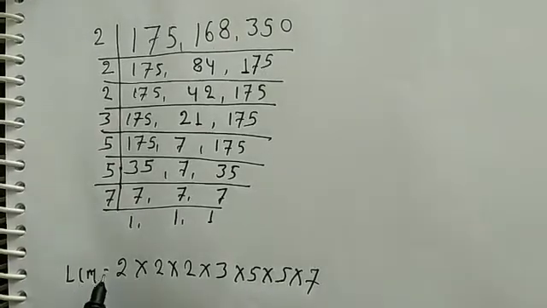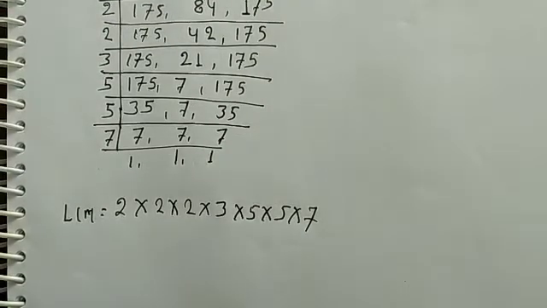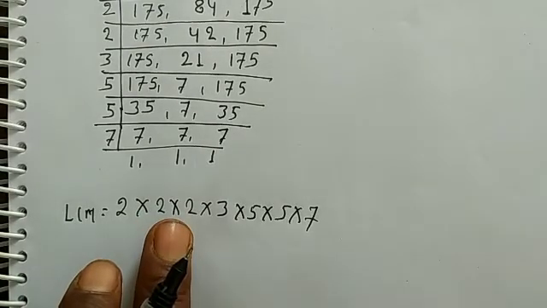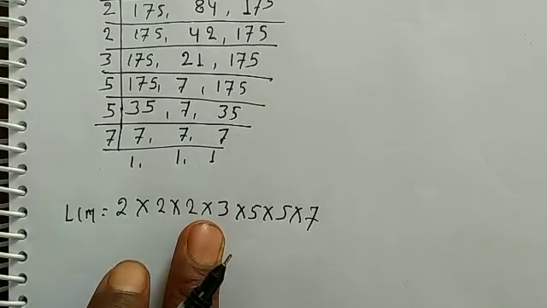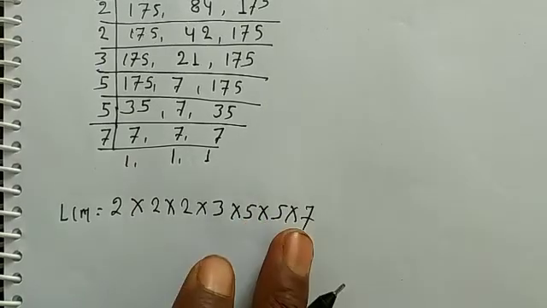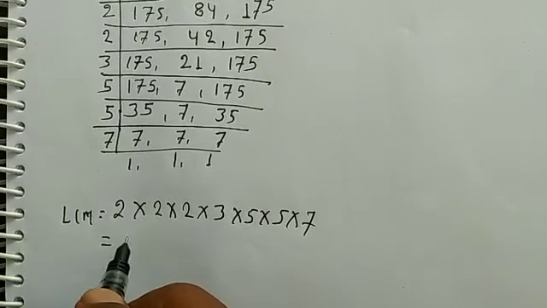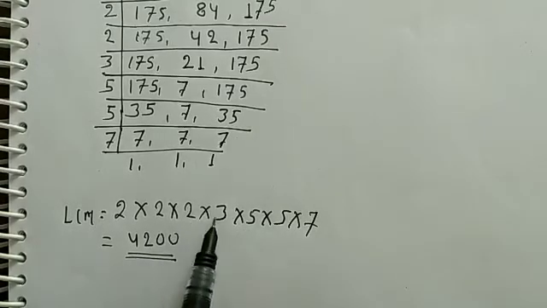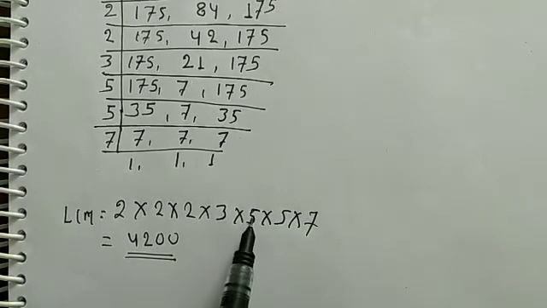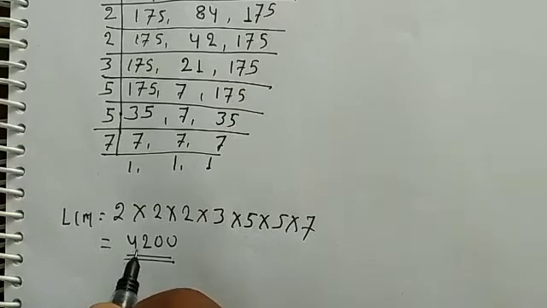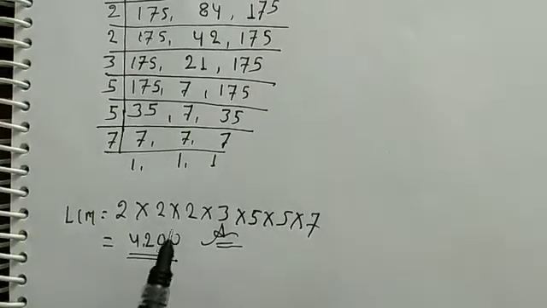This is the LCM. Now to find out the LCM, simply multiply these prime factors one by one. 2 2s are 4, 4 2s are 8, 8 3s are 24, 24 5s are 120, 120 5s are 600, and 600 7s are 4200. Again: 2 2s are 4, 4 2s are 8, 8 3s are 24, 24 5s are 120, 120 5s are 600, 600 7s are 4200. This is the LCM of this question.